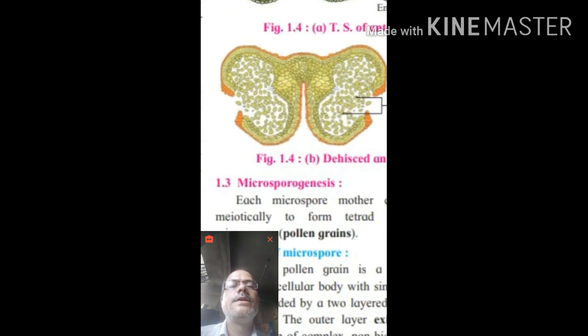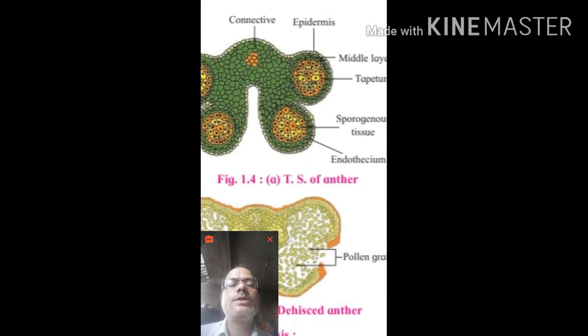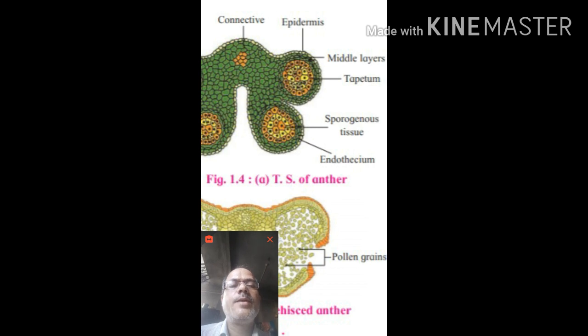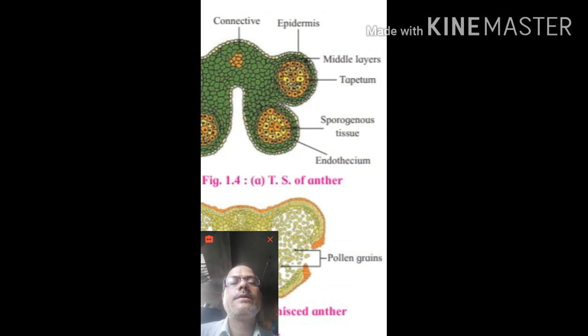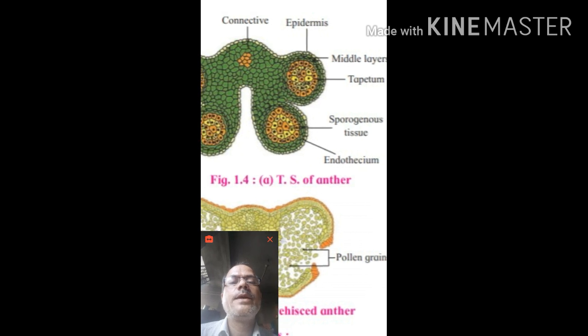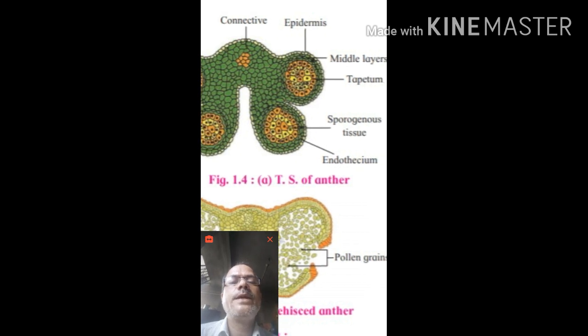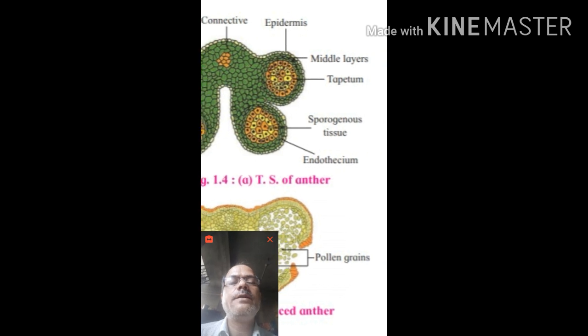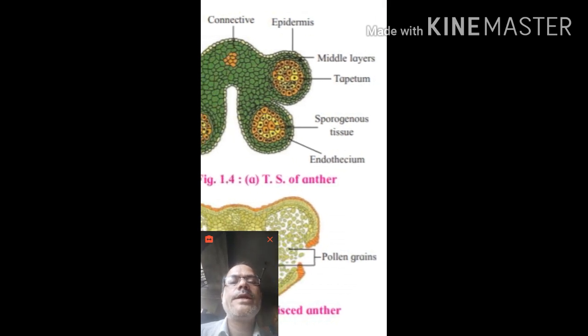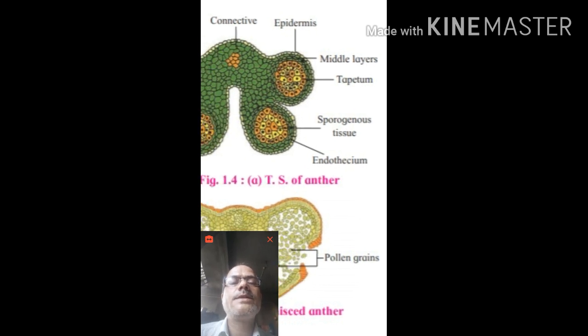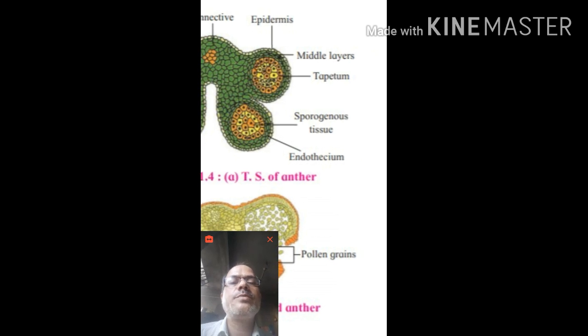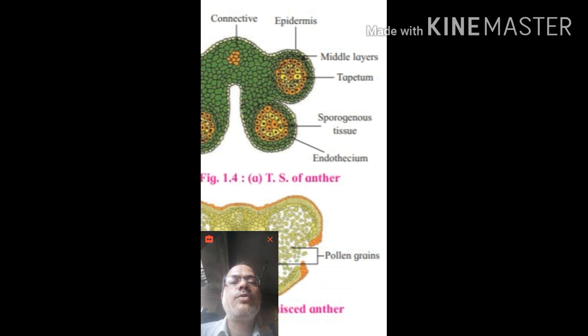This structure shows the third layer called the middle layer. This middle layer is made up of a 2 to 3 layered structure, and at the time of maturity this middle layer disappears. Then the fourth layer, the innermost layer, is called the tapetum. This tapetum layer provides nutrition or nourishment to the developing microspores or pollen grains.